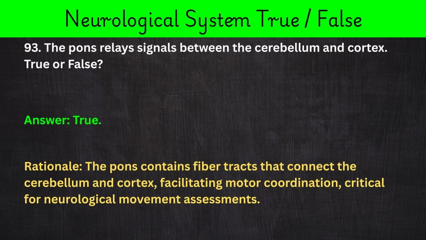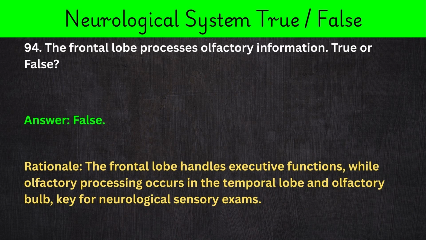Rationale: the pons contains fiber tracts that connect the cerebellum and cortex, facilitating motor coordination, critical for neurological movement assessments. 94. The frontal lobe processes olfactory information. True or false? Answer: false.